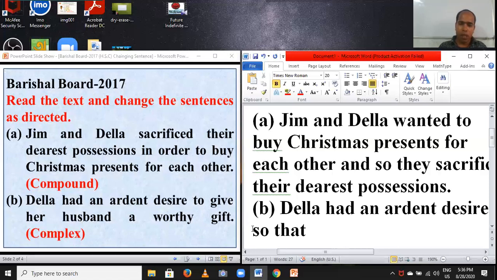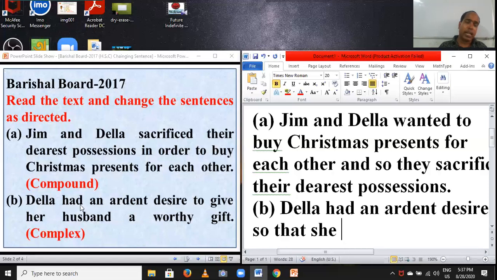Dear students, firstly you have to set the subject Della. You have to bring the subject Della from the principal clause, but you have to use a pronoun instead of Della: "she". Notice you have to set can, could, may, might. So why don't you use "could"? Why don't you use "could"?